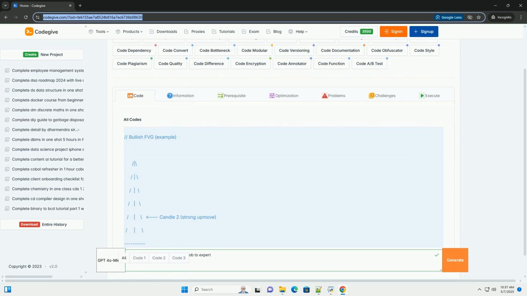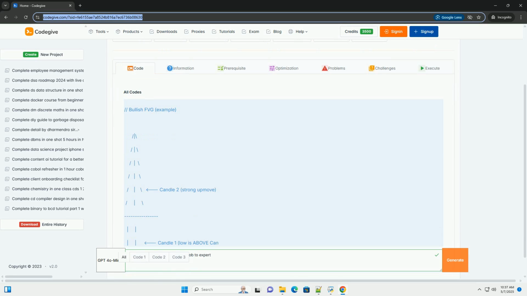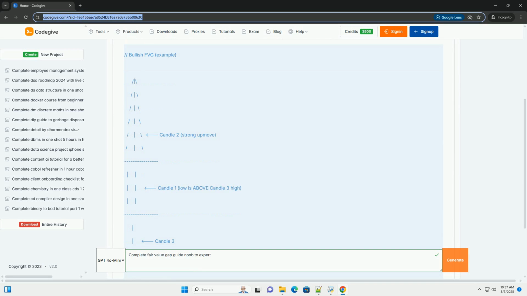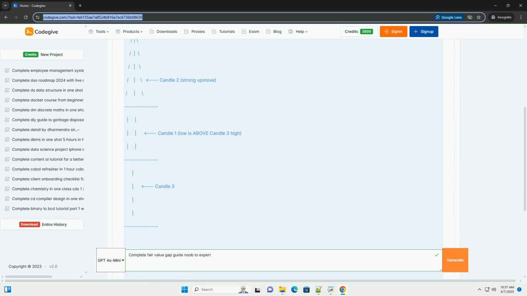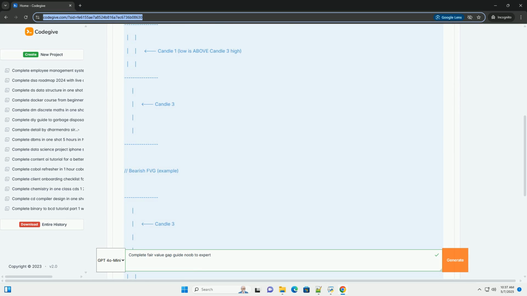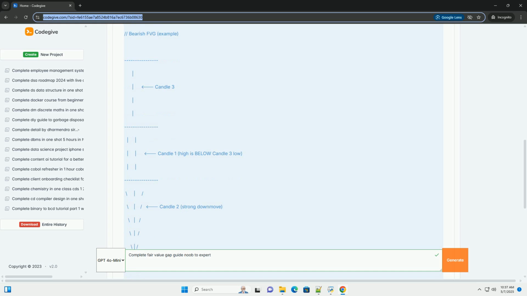OK, let's dive deep into fair value gaps, FVGs, also known as imbalances, in the context of price action trading. This guide will take you from a complete novice understanding to a level where you can confidently identify, interpret, and potentially trade using FVGs, all with relevant code examples, mostly using TradingView's Pine Script.